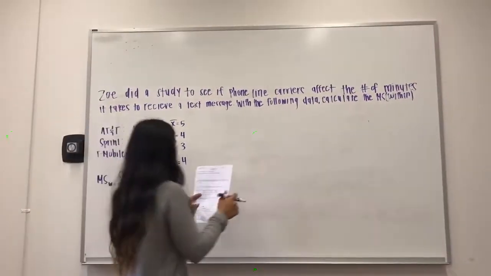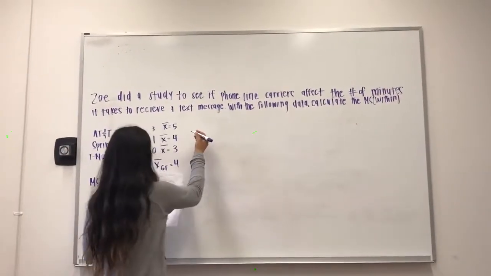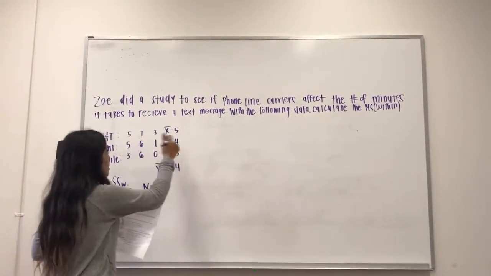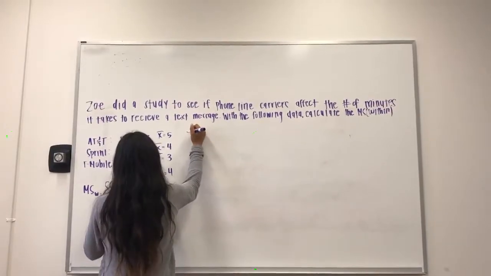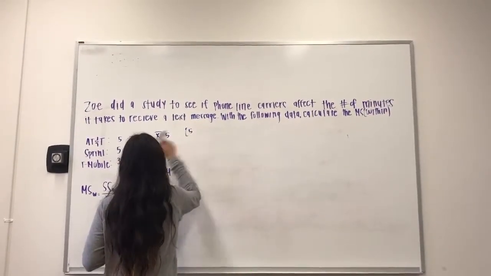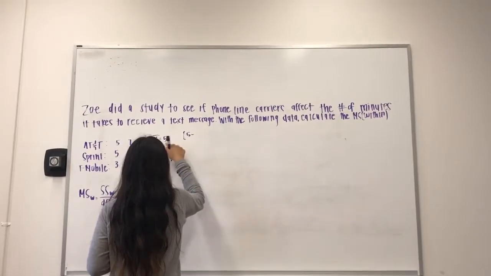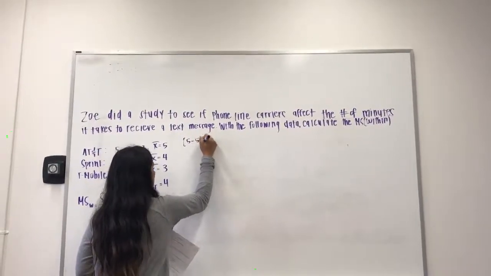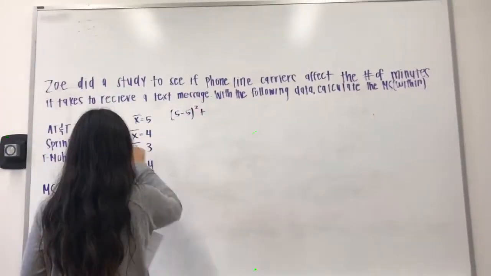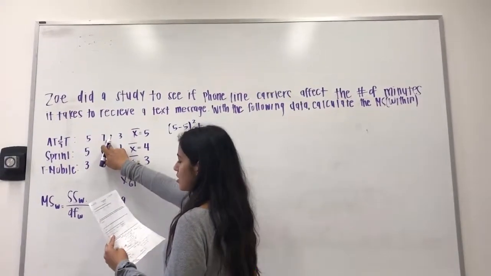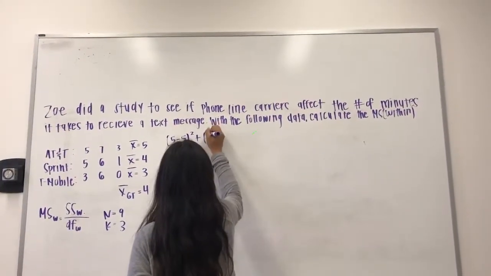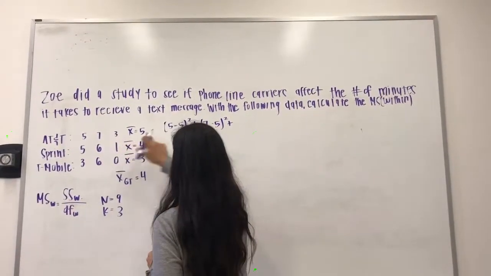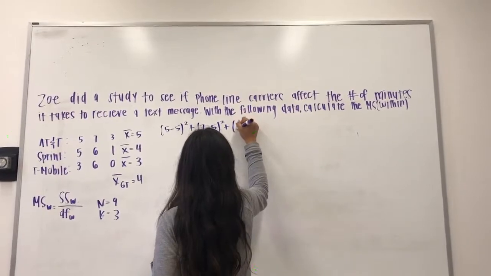So to find the SS within, we'll go group by group. For the first one, you subtract the mean by the individual numbers, and you square that. So for this first group, it would be 5, because the first number is 5. Then you subtract it by 5, the mean, and then you square that, and then you just keep going for the rest of the numbers. So for the next one, it'd be 7 minus 5 squared. And the last one would be 3 minus the mean, which is 5, squared again.